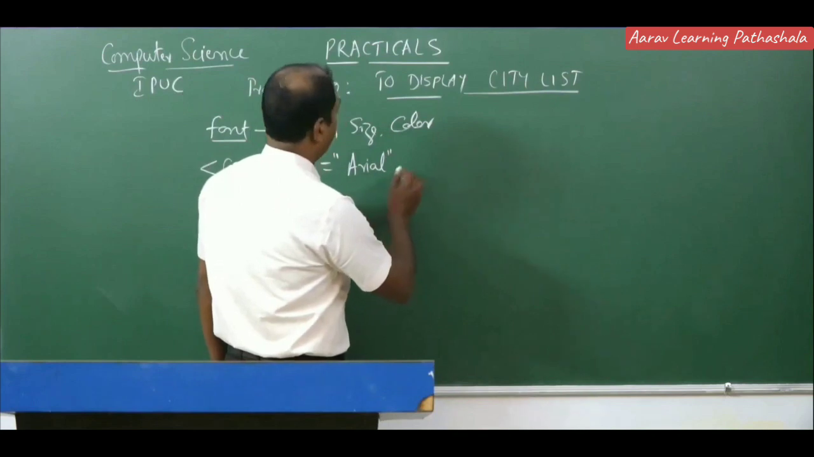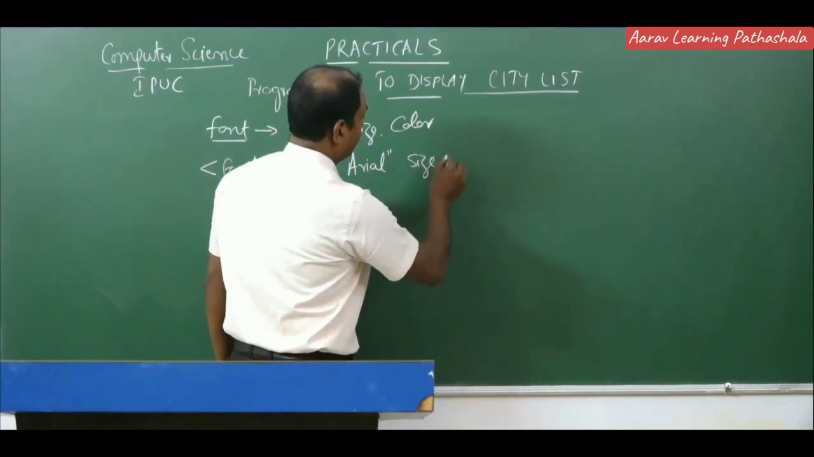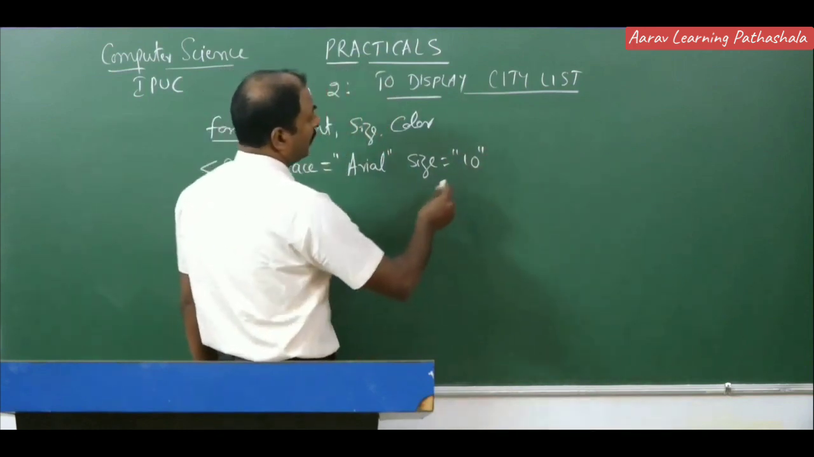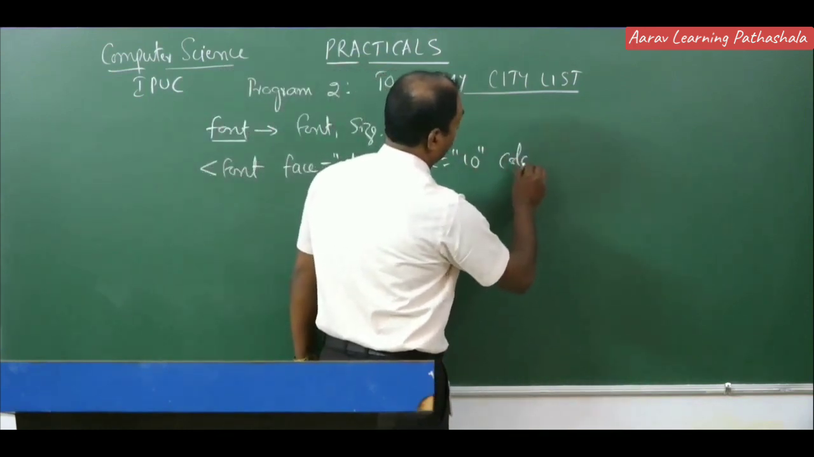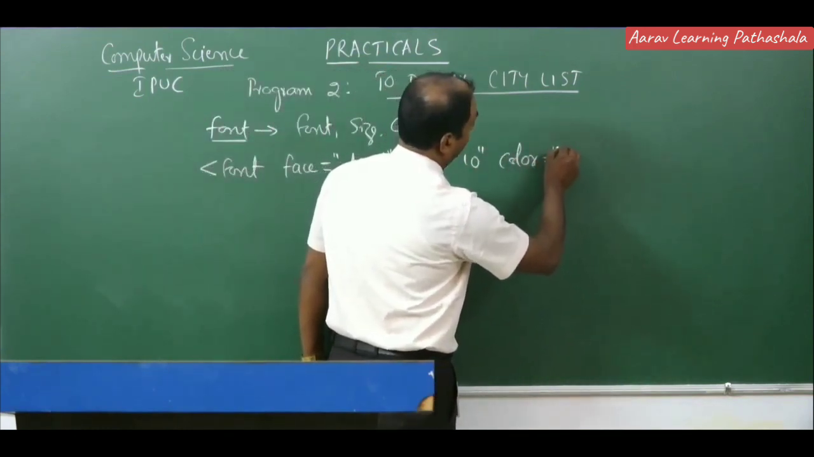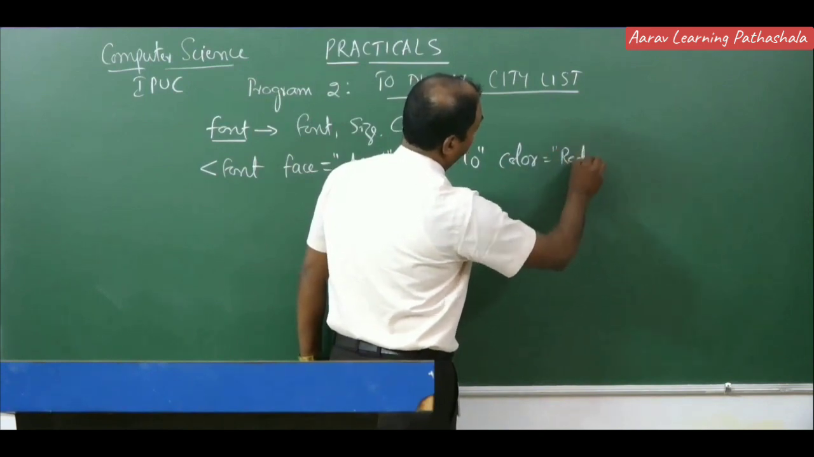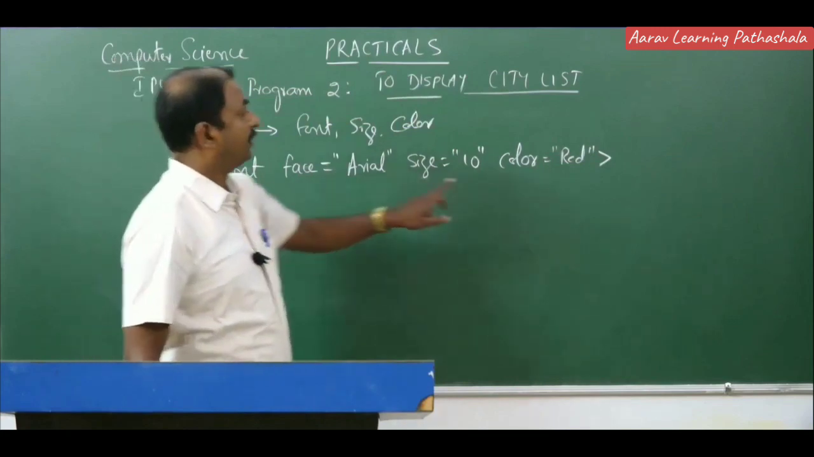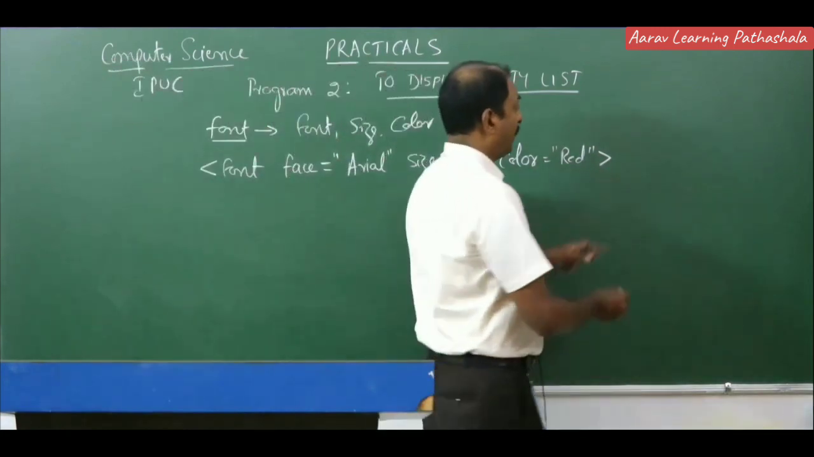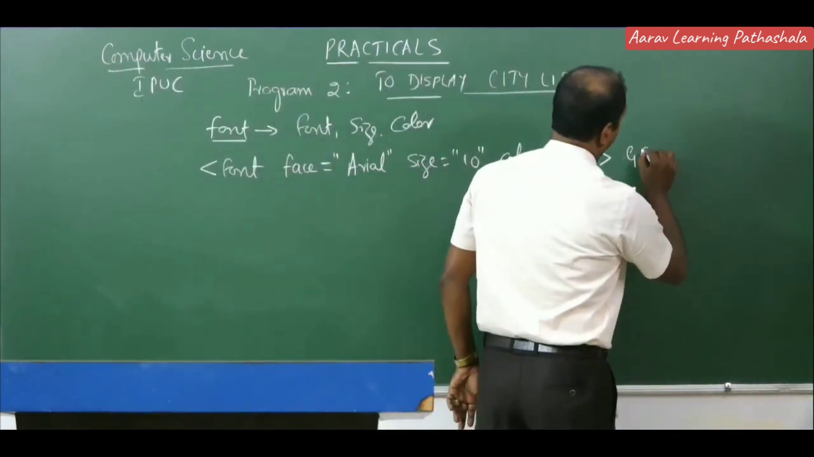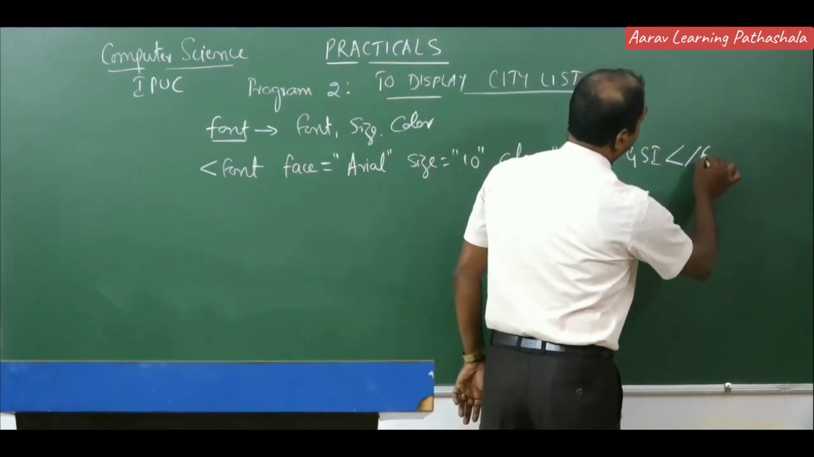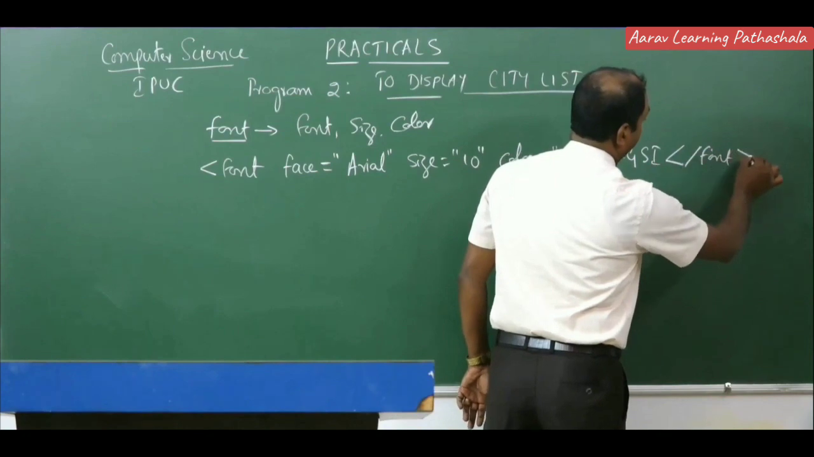And next one is size. Size I can write for example 10. Next, the color of the font can also be used here. If I say color is red, and now I am closing this font tag here. This is the syntax and example. And here if I say content is, then we have to close this font tag.